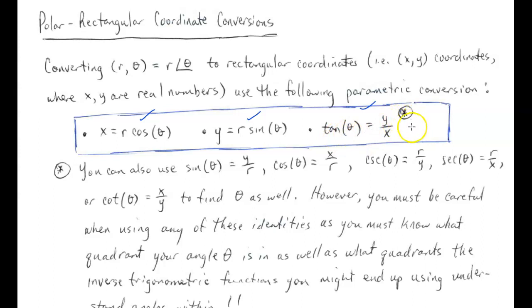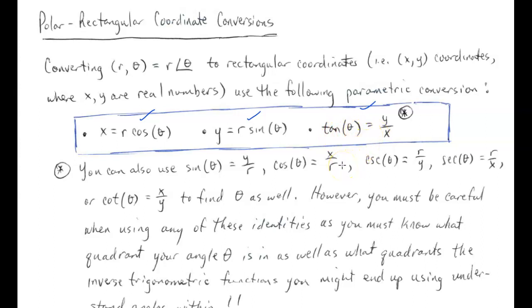And I have a star here because we could actually use sine theta, cosecant theta, secant theta, or cotangent theta to be able to find that angle. The standard way of doing it is to use tangent, since we have information on the x and y coordinates in the rectangular plane. So that's why we naturally want to use tangent here.